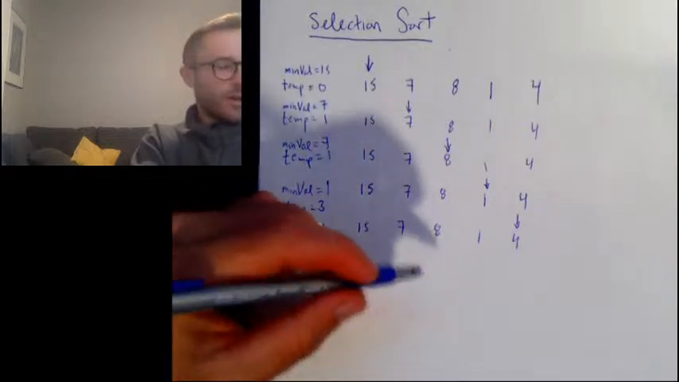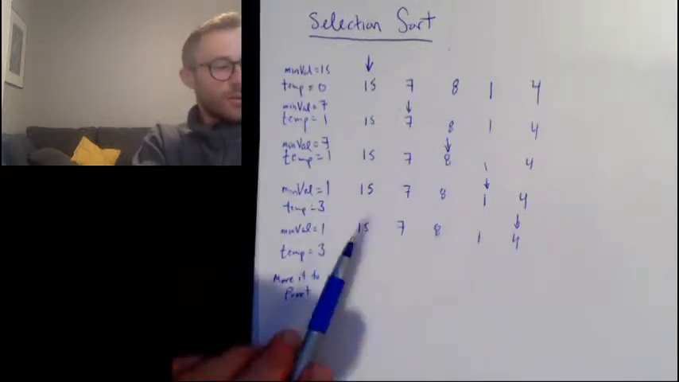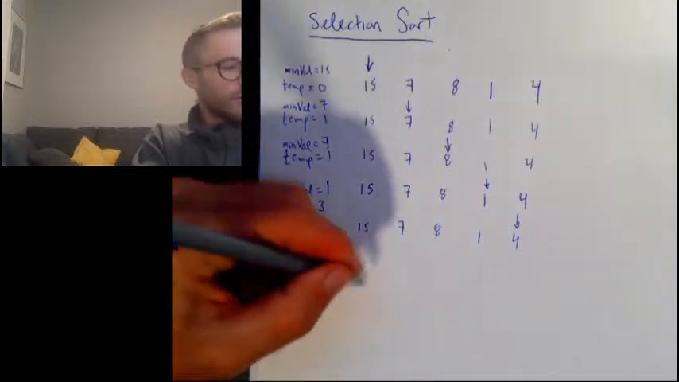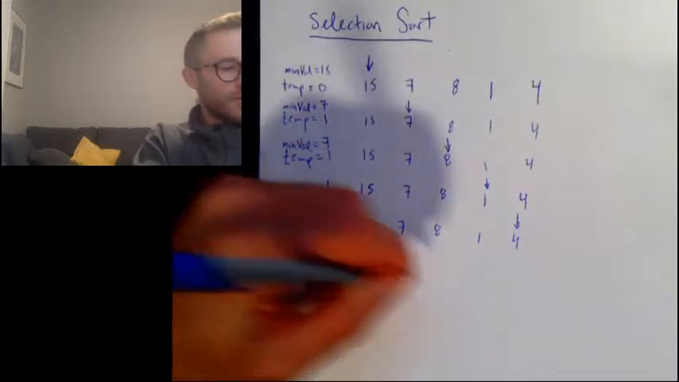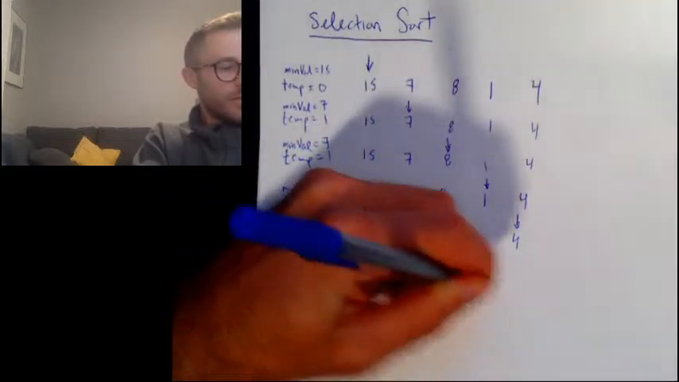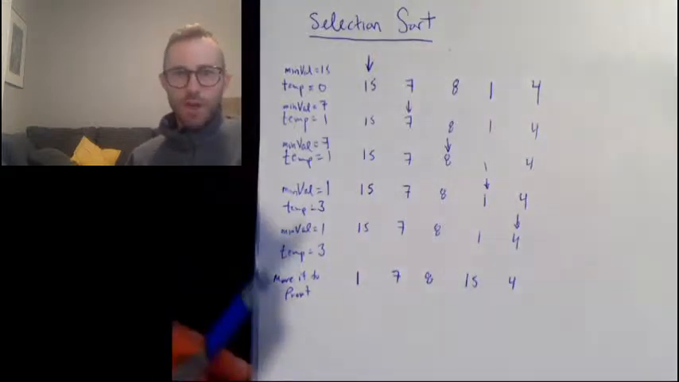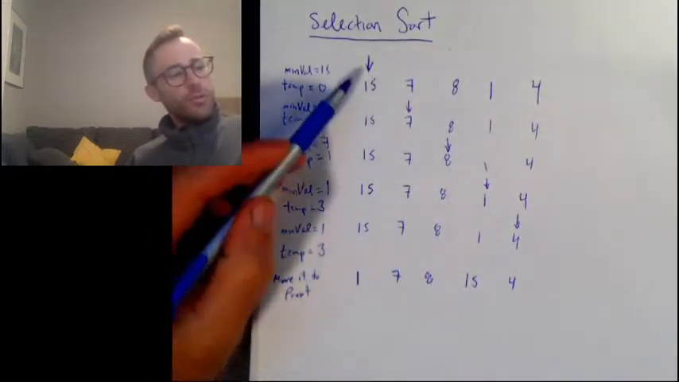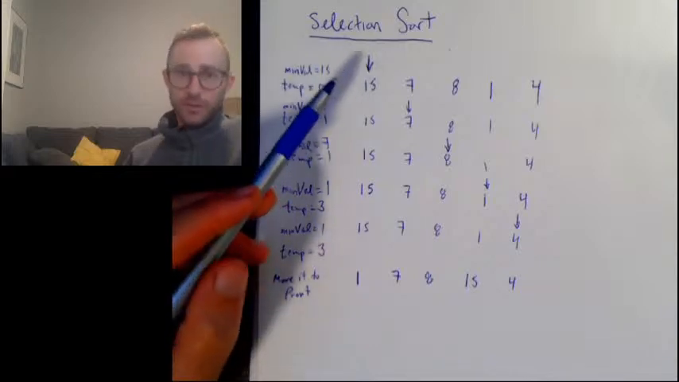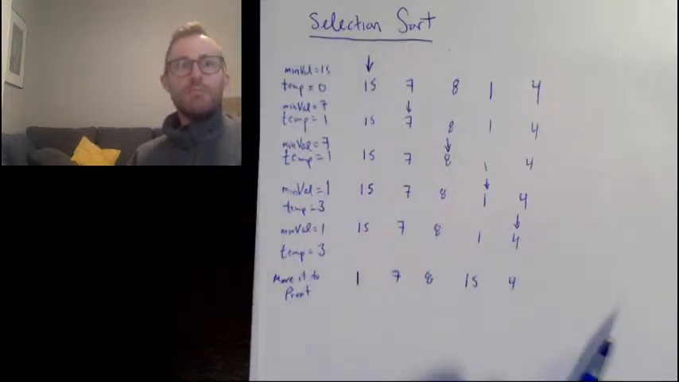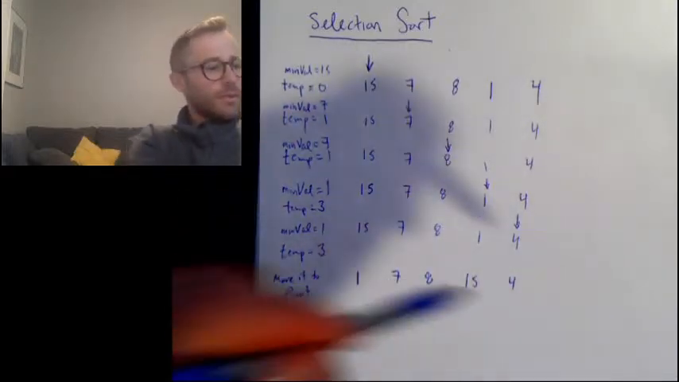Okay, so now I'm going to swap the 1 with the one that was at the front of the array. So now I have 1, 7, 8, 15, 4. So you see how I did that? I swapped. So we go through the array, we find the smallest element, and then we move it to the front. Okay?